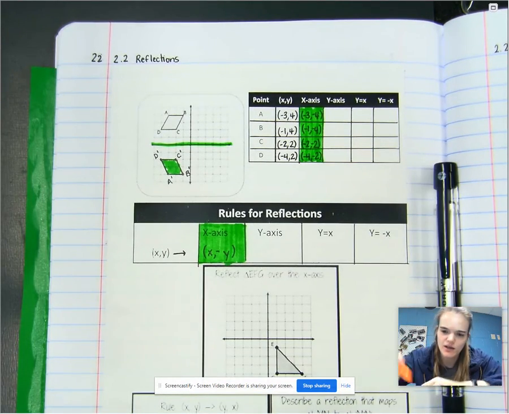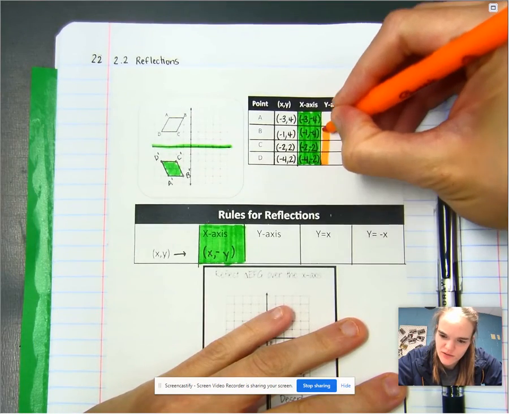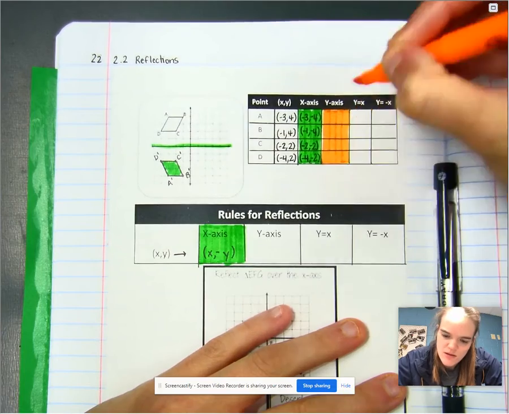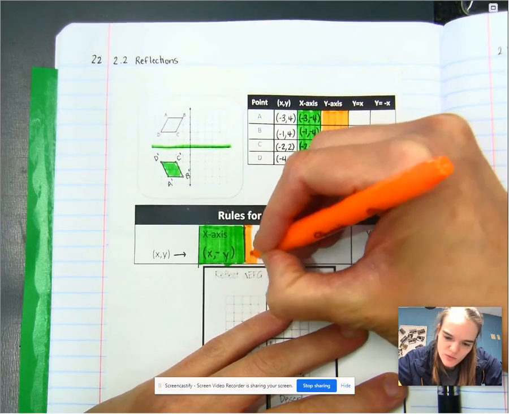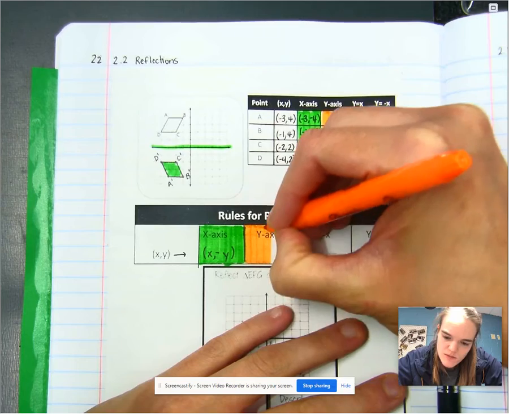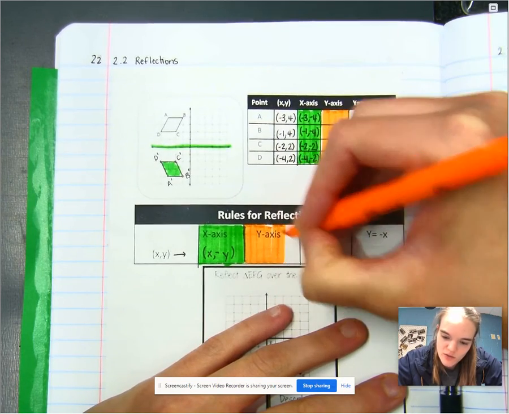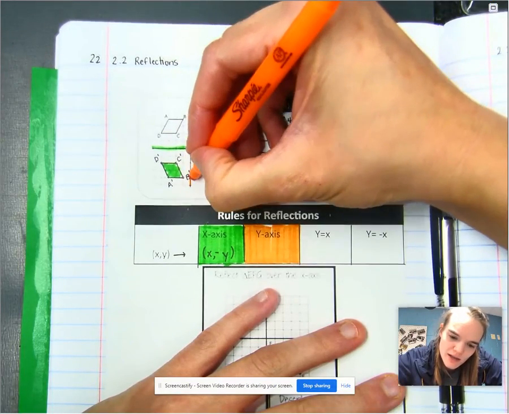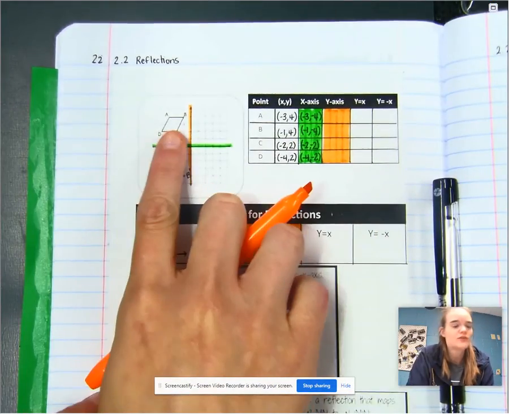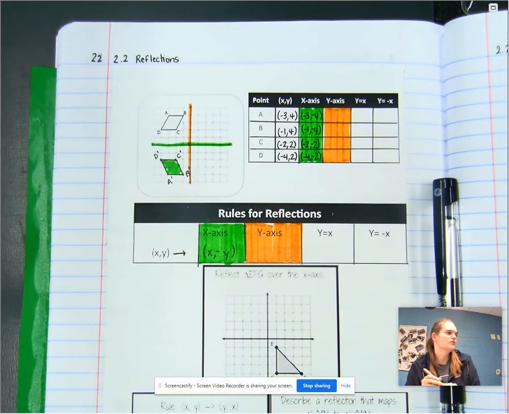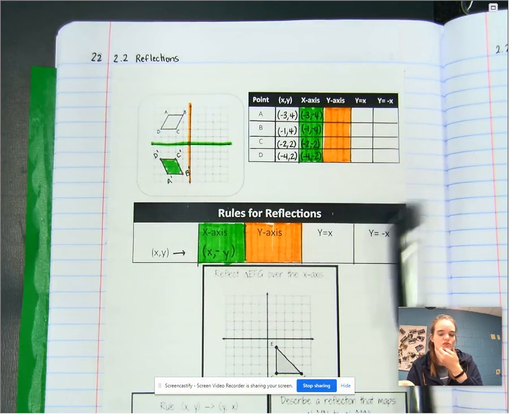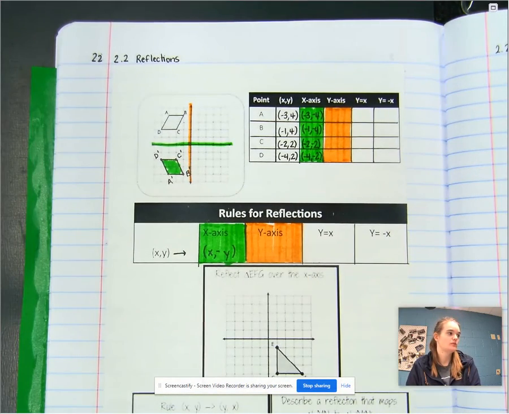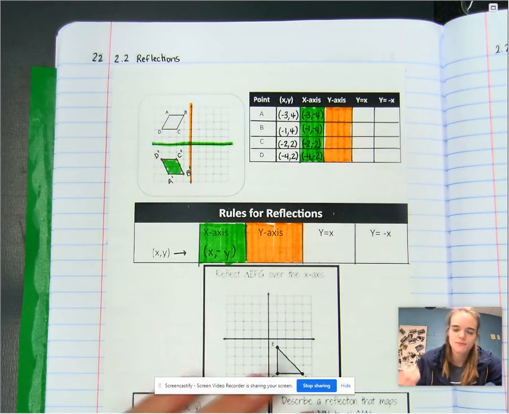We're going to take an orange highlighter for the y-axis. And for the y-axis rule, we're going to highlight the y-axis in orange. I want you to go ahead, pause the video, and reflect this across the y-axis. Reflect across the y-axis, write the coordinate points, see if you can create the rule. I'm telling you to pause it, but I'm going to keep going.